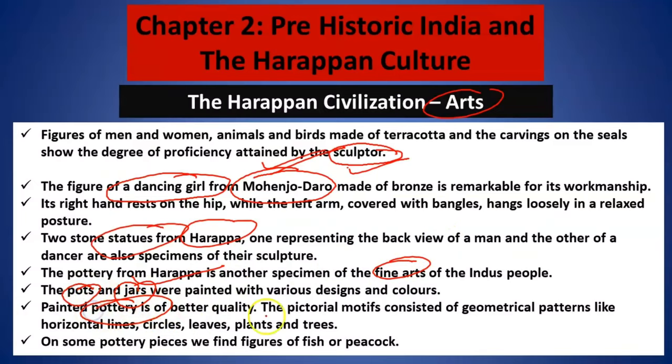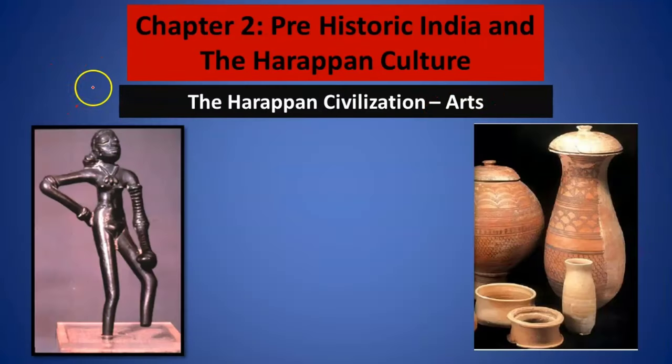They have been painted also. Many pictorial motifs have been found. Motifs means many designs have been found. All right. So ideally, what I'm trying to summarize to you is they were very, very good in making sculptures, arts, potteries also. These are a few examples. Just look at this.